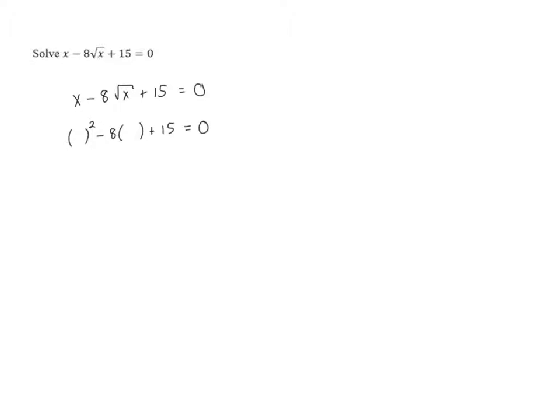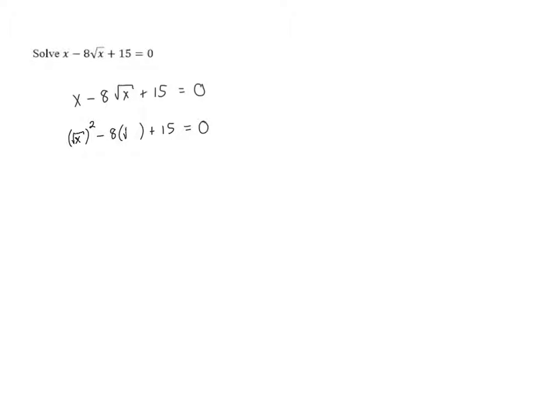So if we want this to be a quadratic equation, we need it to be in the form something squared minus 8 times that same thing plus 15 equals 0. And so we need to figure out what to put in parentheses. What happens is we need something that we can square to get x. So what can we square to get x? And the answer is the square root of x, because the square root of something is exactly what we can square to get that something.